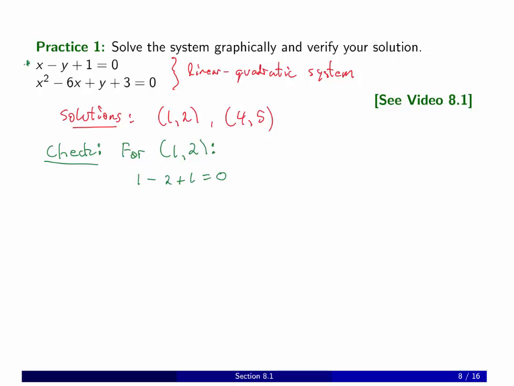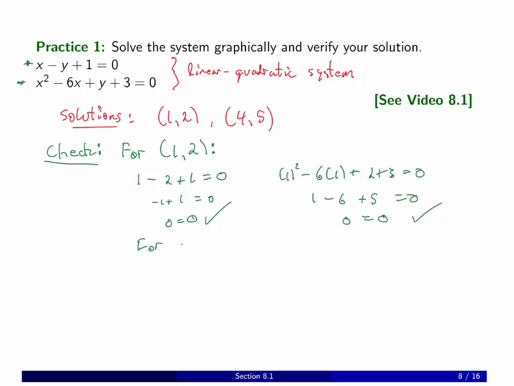I'm doing this guy right here right now, which is going to equal negative 1 plus 1 equals 0, 0 equals 0. That checks out to be true. You have to do the same thing for the second equation for the same point. So you have 1 squared minus 6 times 1 plus 2 plus 3 equals 0. What you're going to get is 1 minus 6 plus 5 equals 0, which will come out to be 0 equals 0. So that works out well. So now we do the next point.